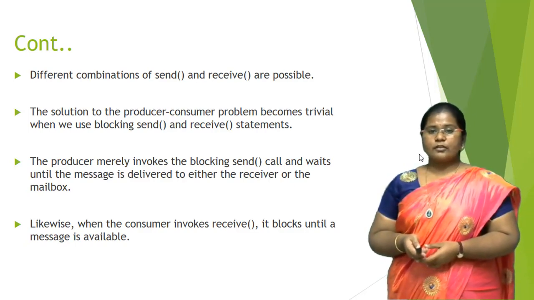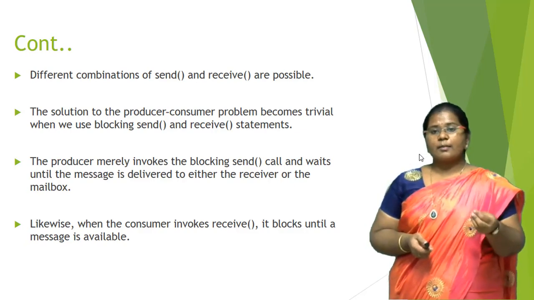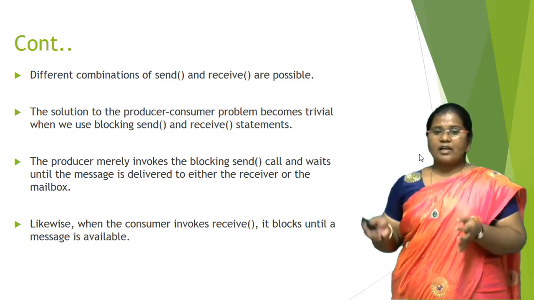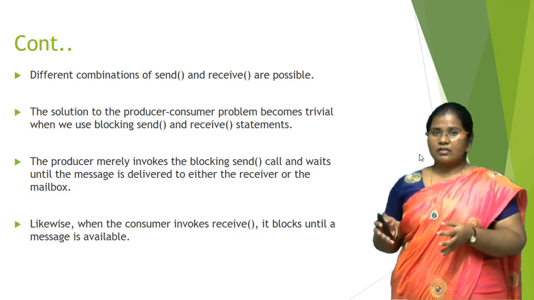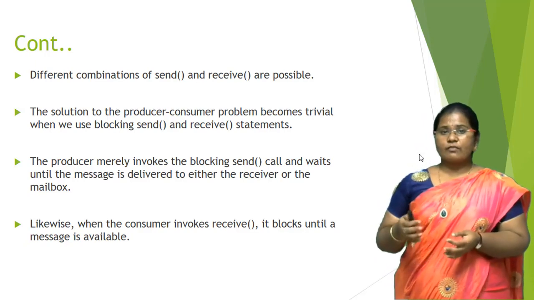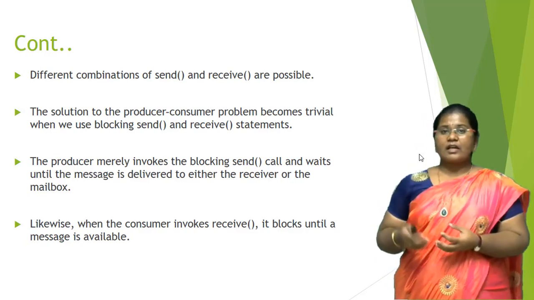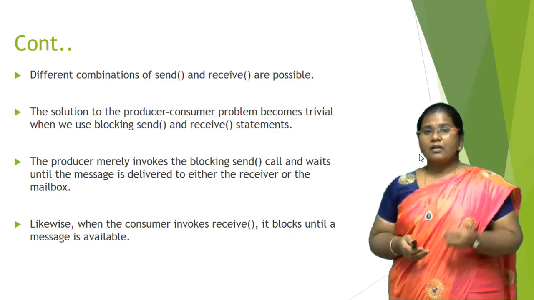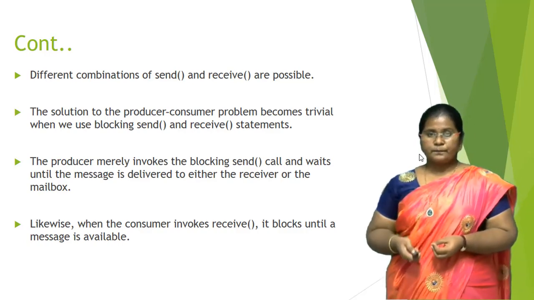So the producer will invoke a blocking send and wait until the message is delivered to the receiver or the mailbox. In the same way, when the consumer invokes a receive system call, it is blocked until a message is received by the mailbox.